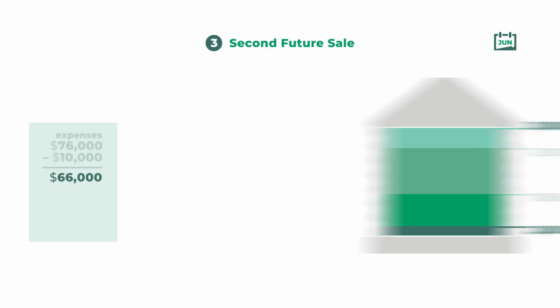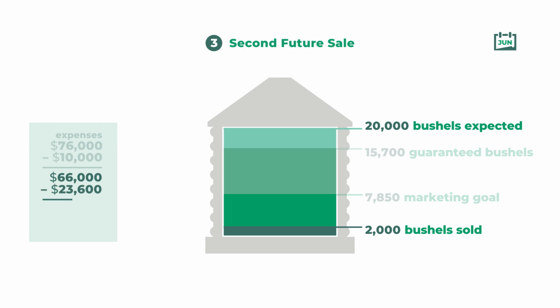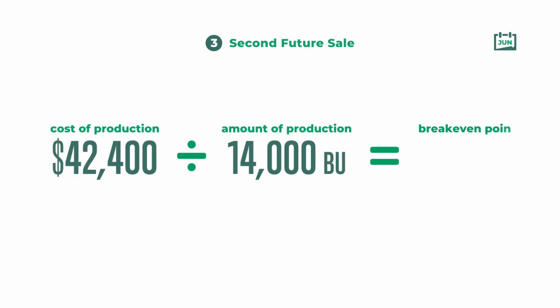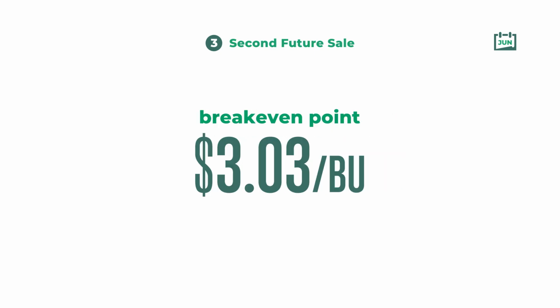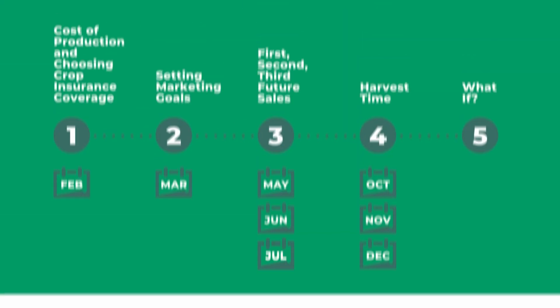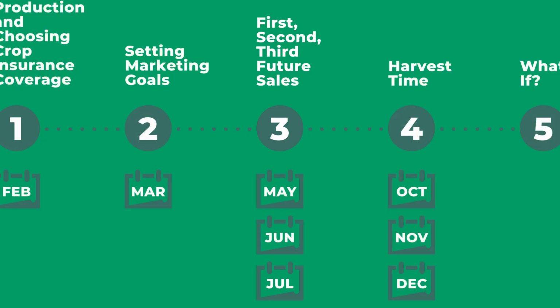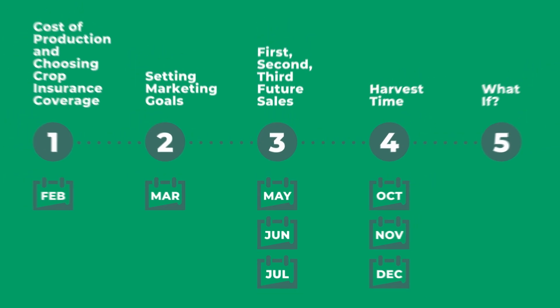By subtracting your second future sale from total costs, you're left with $42,400 in remaining expenses to cover and 14,000 bushels to sell at an updated break-even point of $3.03. Throughout the summer months, your crop continues to develop, and you are feeling good about the yield potential. But even if the crop had challenges, you are selling against your insurance guarantee, so you're still protected.